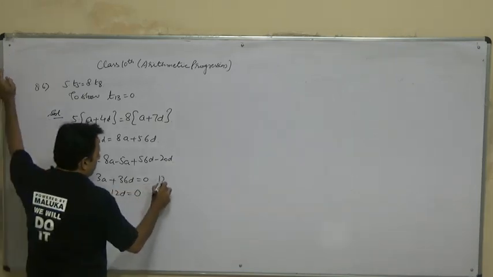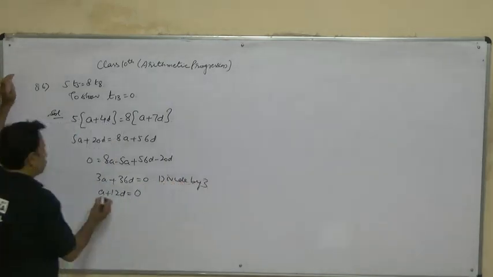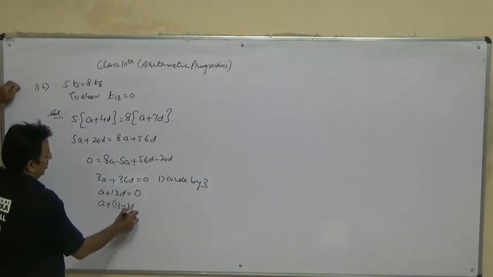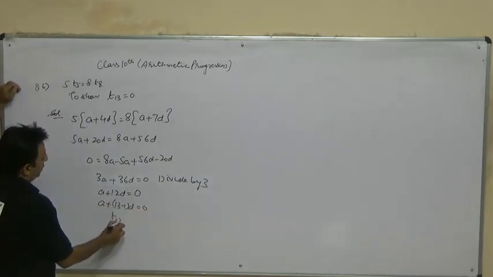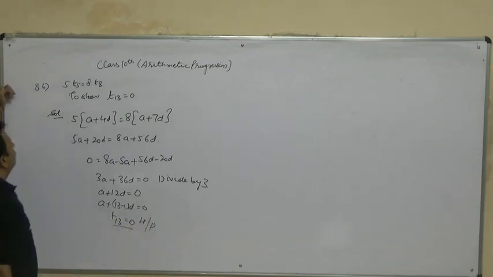So this is divided by 3. So we can write 12 as 13 minus 1 into D. So which is T13, which is equal to 0. So hence proved, which we wanted to prove.